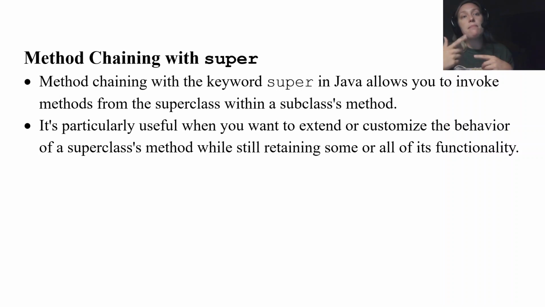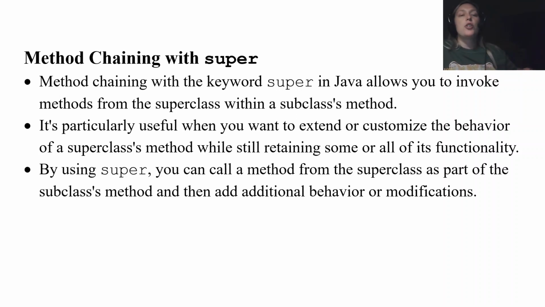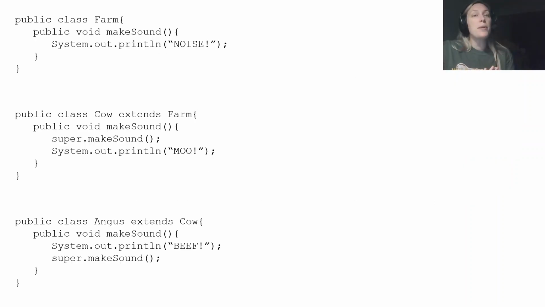Method chaining with super is useful if you want to extend or customize the behavior of your super's method, but you still want to be able to use it in some way. By using the super keyword, you can call a method from the superclass as part of a subclass's method and then add anything additional you want. I'm going to stick with a super simple example just to demonstrate how this works.